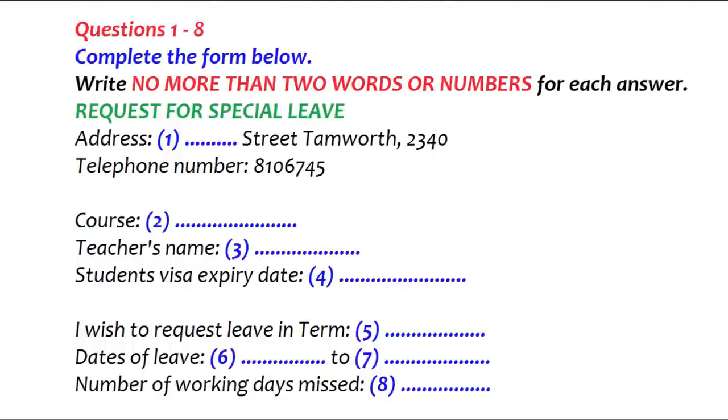It's H for Harry, 5712. H5712. OK. What's your address, Angela? I live at 10 Bridge Street, Tamworth. 10 Bridge Street, Tamworth. And your phone number? The telephone number's 8106745. Thanks. What course are you doing?